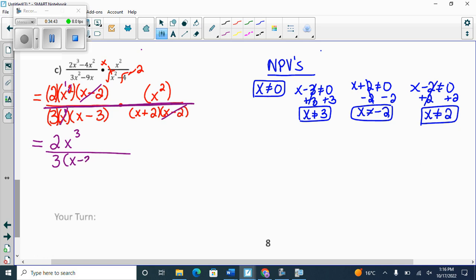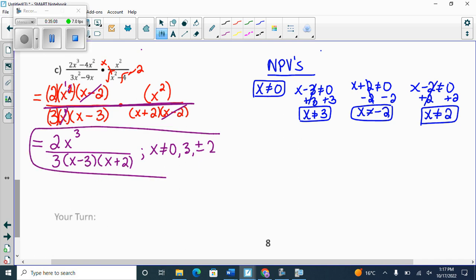Sometimes it does not get better than this. People want like 2 over x as their answer. That's great that that's what you want. That's not always what you get. Okay? So sometimes don't freak out if not everything canceled off. It doesn't always. Okay? And then I have to follow behind with my NPVs. X can't equal 0, 3, plus or minus 2.